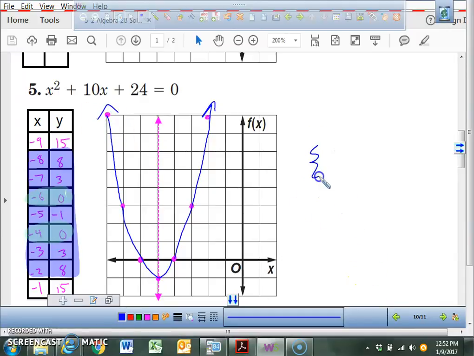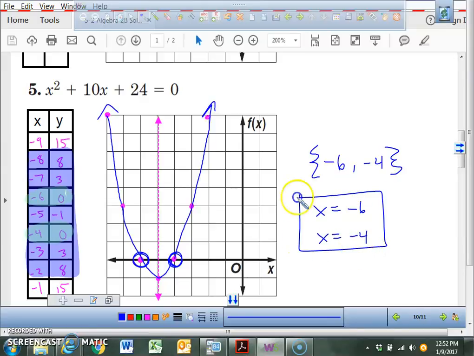Now, this time, I didn't write the words between anything because the 0 was exactly located right here and right here. So our two answers are -6, comma, -4. You could say x equals -6 and x equals -4. There's no fractions here, right? Integers. They're integers right here. That's an integer at -6, 0. That's an integer at -4, 0.